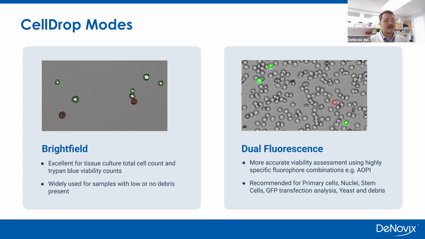Now, the CellDrop has 2 modes. We have bright field, which is great for clean tissue culture samples, which you can use trypan blue or erythrosin B for viability assays. We also have dual fluorescence for primary cell samples, or if your cells have a funky morphology, this is great to use fluorescent assays like acridine orange propidium iodide, or if you have a GFP tag inserted in them.